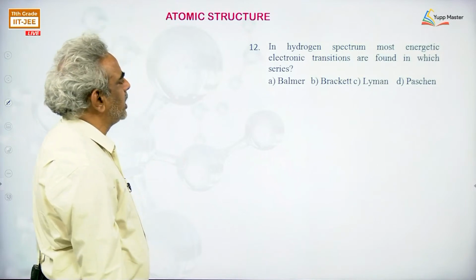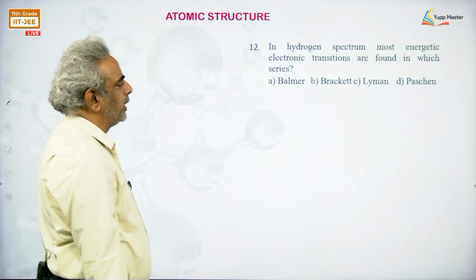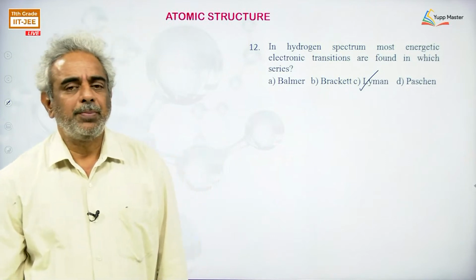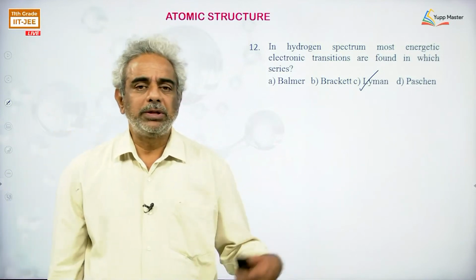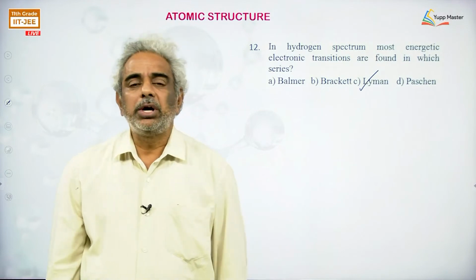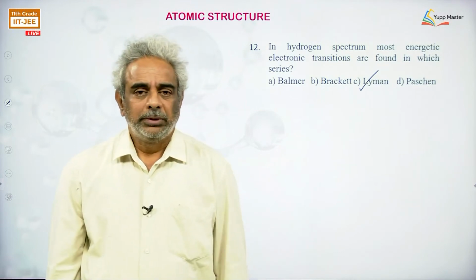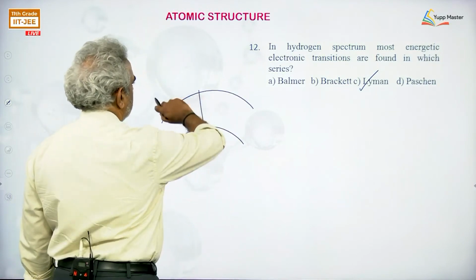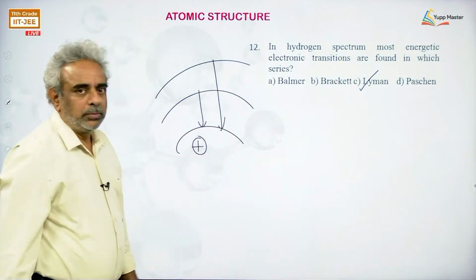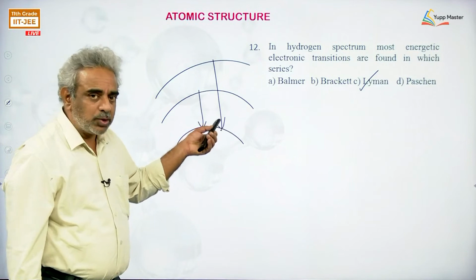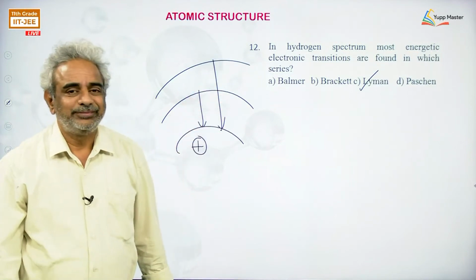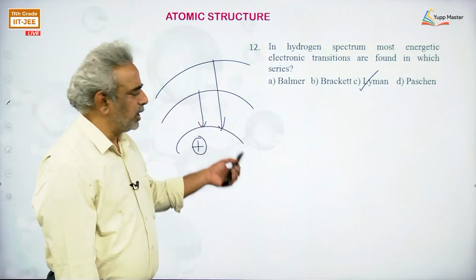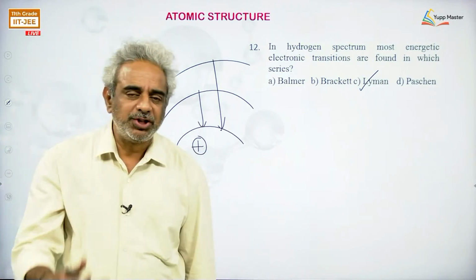In hydrogen spectrum, most energetic electron transitions are found in Lyman. Why in Lyman will energy be highest? Because electrons are jumping into the first orbit. Let it be 2 to 1, 3 to 1. Suppose 3 to 1, then definitely 3 to 1 is more than 2 to 1. The 3 to 1 transition includes 2 to 1 energy also. This is 2 to 1, this is 3 to 1. 3 to 1 transition has more energy than 2 to 1 because some extra energy is there. That is the thing, my dear students. So, anything into 1, infinity to 1, high energy.